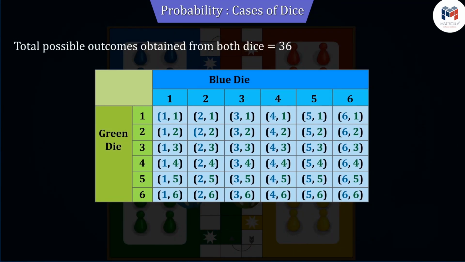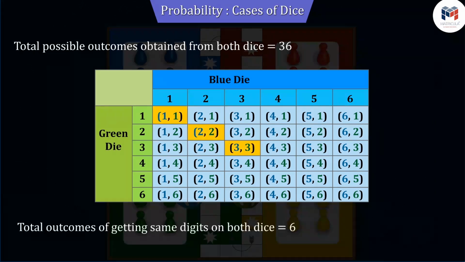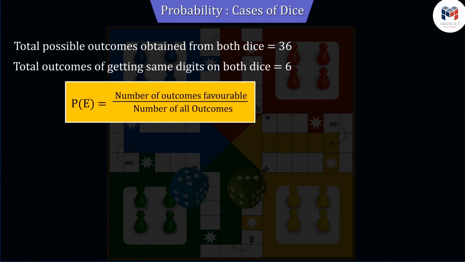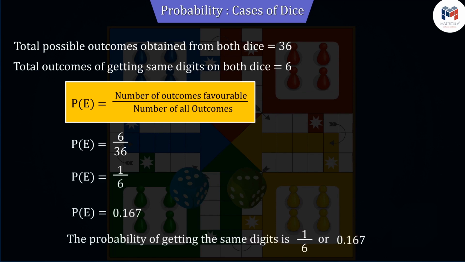Here, we have to find the probability of getting the same number. We can see that there are 6 different outcomes having the same digit on both dice. That is, the total number of favorable outcomes will be 6. Now let's find the probability of getting the same number using the probability formula, which is 6 by 36 or 0.167.